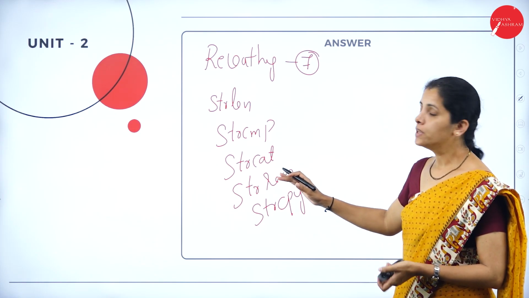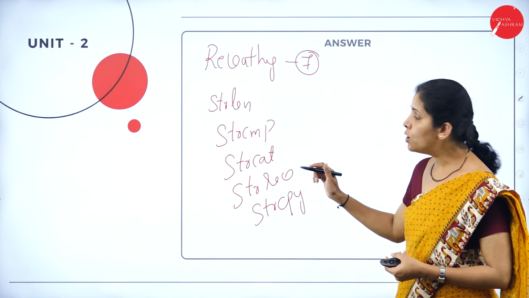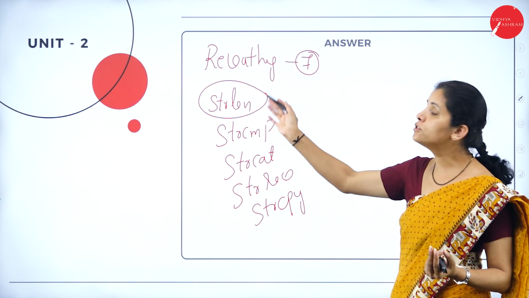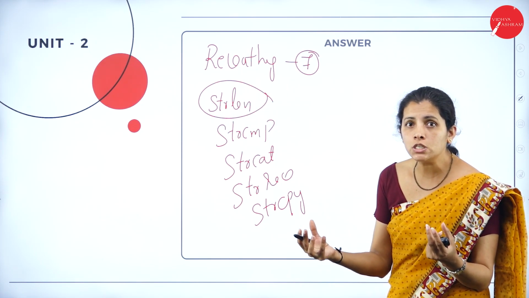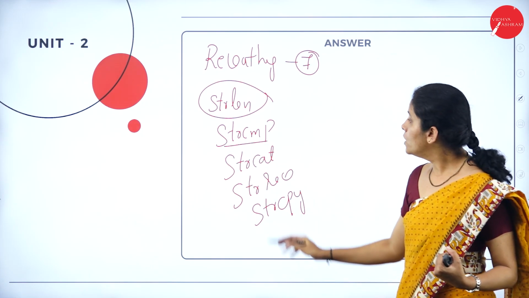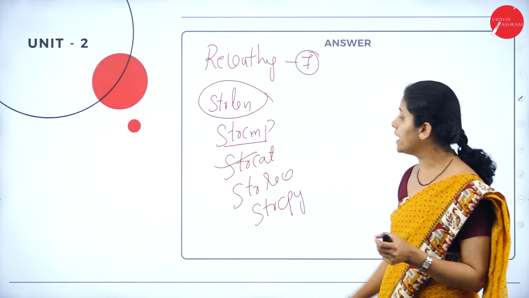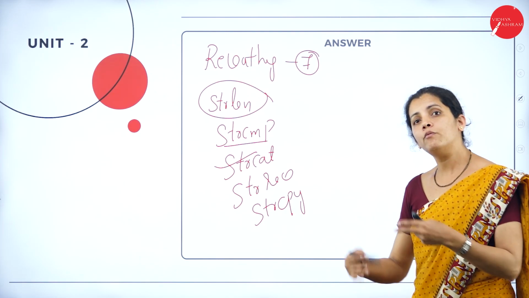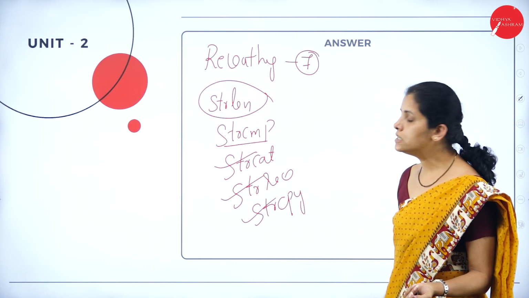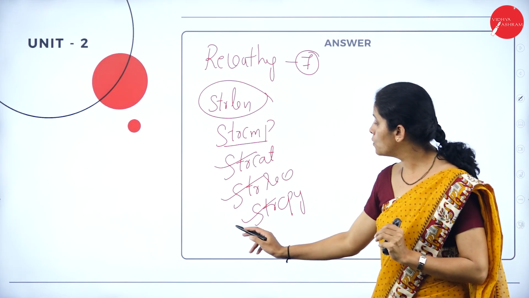But what is the question? Explain string handling functions. So it is very easy to remember: strlen returns the length of the string. And if I want to compare two strings for equality, I'll go with string compare. If I want to join two strings together, then string concatenate. If I want to reverse the string, then I'll use string reverse. And if I want to copy a source string to a destination string, then I'll go with string copy.